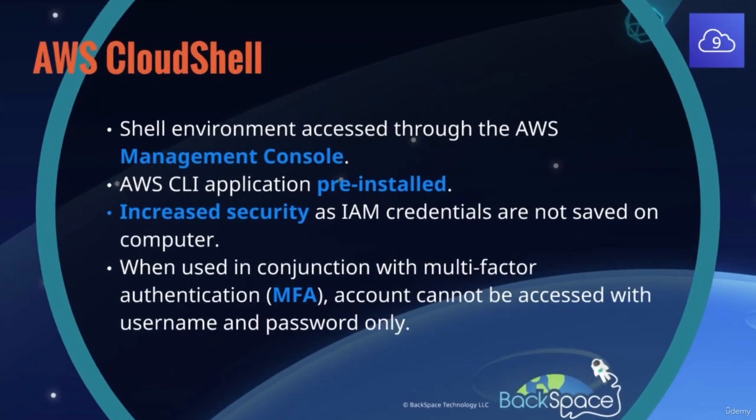AWS Cloud Shell is a shell environment that is accessed through the AWS Management Console. It has the AWS Command Line Interface application pre-installed. Now, this provides significantly increased security as opposed to when you use the Command Line Interface application and run that on your remote computer, because when you do that, you need to download and use the IAM credentials. Now, when you use AWS Cloud Shell, you're simply logging into the Management Console.